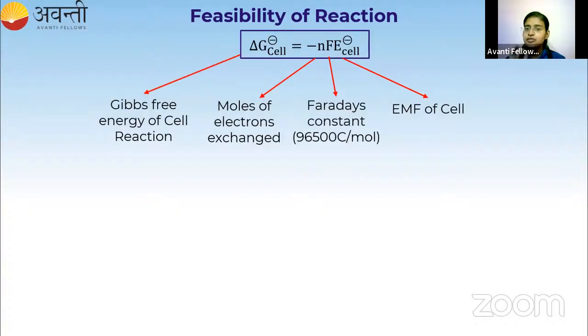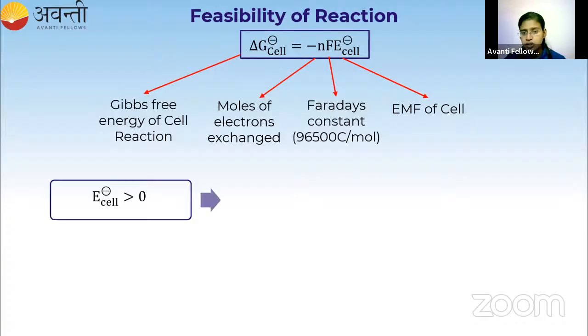Here, if the E naught value is greater than 0, then delta G naught will be less than 0. Am I right or wrong? For example, I am taking the value 5, which is greater than 0. So minus of n into F into 5. You can leave n and F for now and just take this 5 alone. So if E naught is 5, then minus 5 is the answer for delta G naught. Means delta G naught is less than 0.